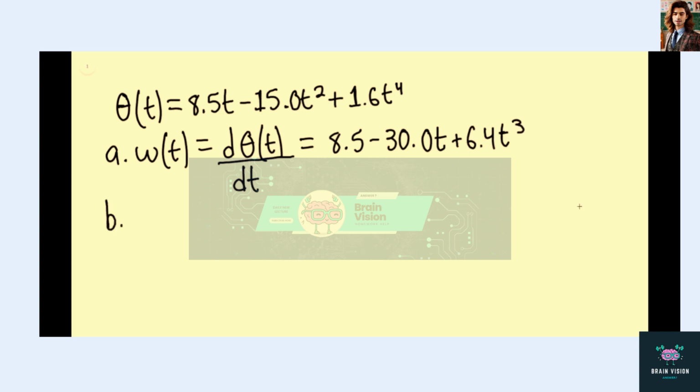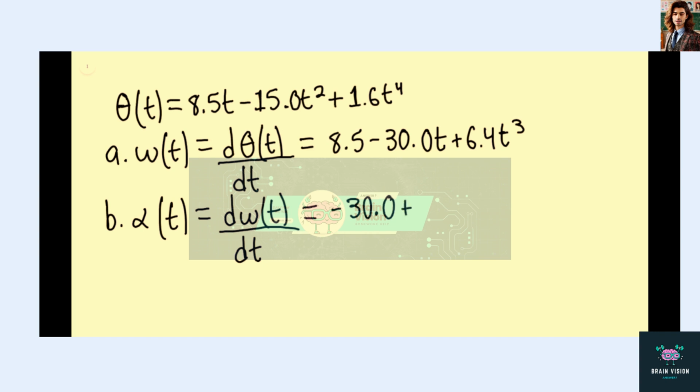For part B, when we want to find the angular acceleration in terms of t, this would simply be equal to the derivative of the angular velocity in terms of t with respect to time, t. This would be equal to negative 30.0 and then plus 19.2 t squared. The units for the angular velocity would, of course, be in radians per second, and for the angular acceleration would be radians per second squared.